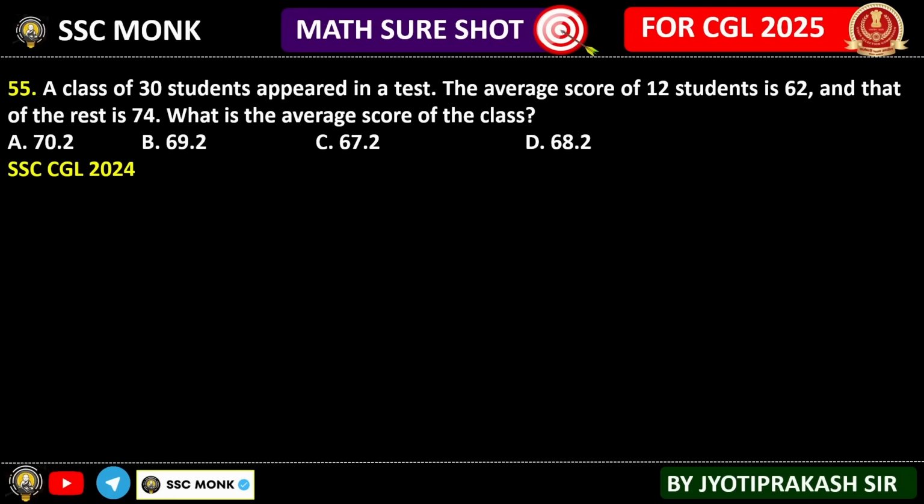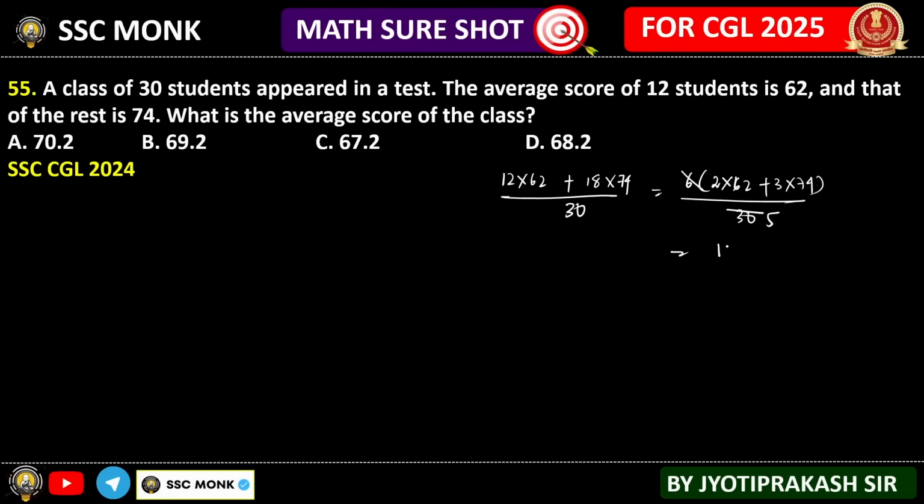Next, a class of 30 students appeared in a test. The average score of 12 students is 62 and the rest is 74. So 12 students 62, 18 students 74. Find the average score of the class. See, 12 students 62 plus 18 students 74 divided by 30 will get me my average. Sir, if I take out 6 common, 6 2s are 12, 62 plus 6 3s are 18, 74 divided by 30, 6 5s are 30.